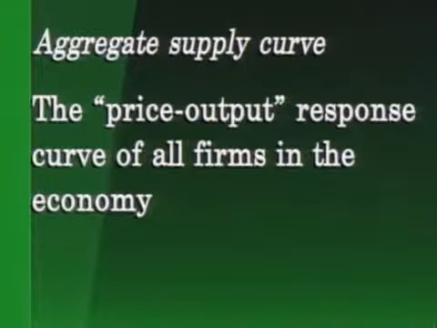Well, let's introduce the aggregate supply curve. The aggregate supply curve is more aptly described as a price-output response curve, which tells us how much the aggregate price level responds to increases in output. In effect, we're asking the question, when firms collectively are faced with an increase in demand, do they produce more output or raise the price or some combination of both? It's this relationship that underlies the aggregate supply curve. Let's see how it works.